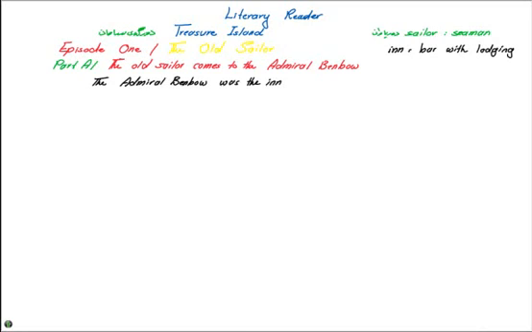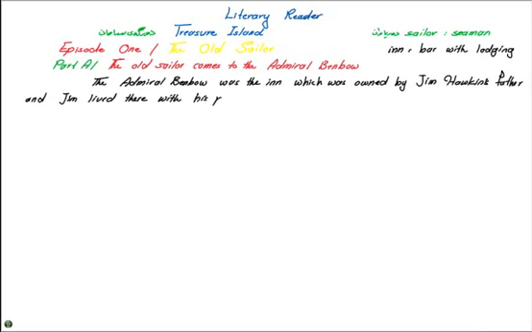The Admiral Benbow was the inn which was owned by Jim Hawkins' father. And Jim lived there with his parents. Jim Hawkins is the hero of our story.